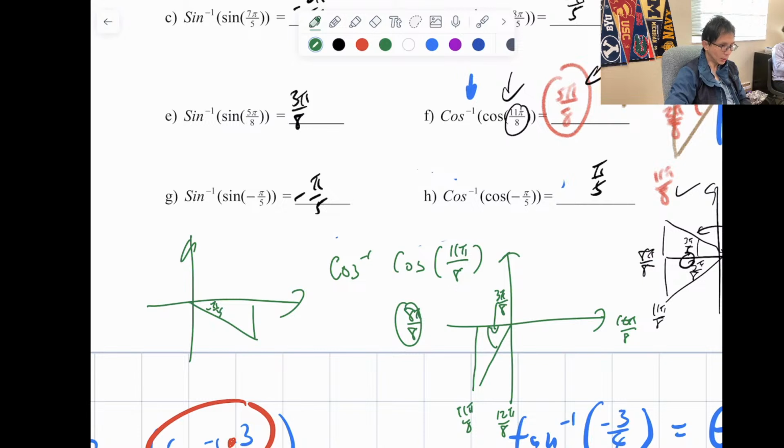Therefore, the sine inverse has to give you the same thing. The sine inverse has to give you the same thing, so the answer is going to be negative pi over 5, because that's the only way to get you the same value. It cannot be positive pi over 5, because the only two choices you have is positive pi over 5 and negative pi over 5. But in this case, it's negative pi over 5.